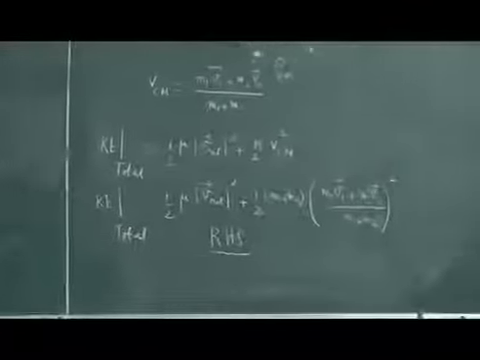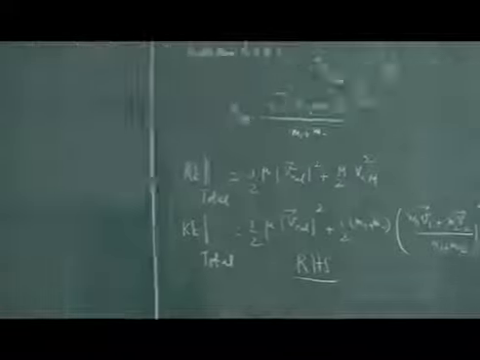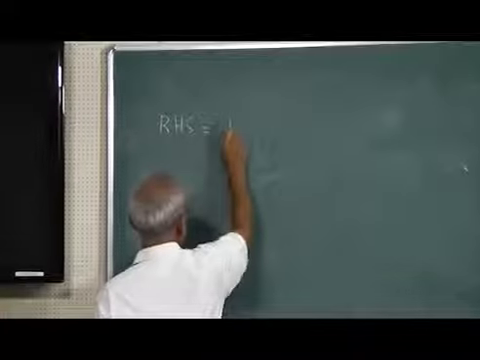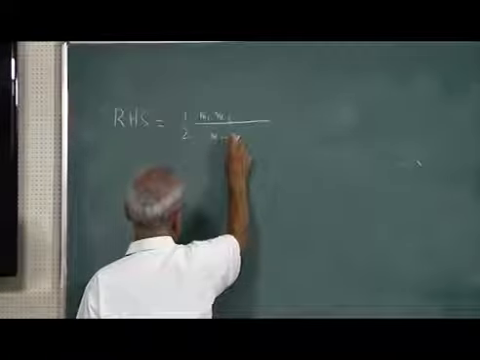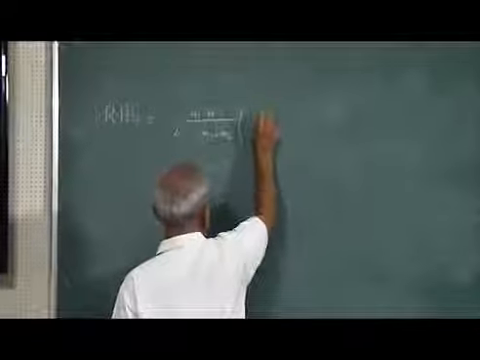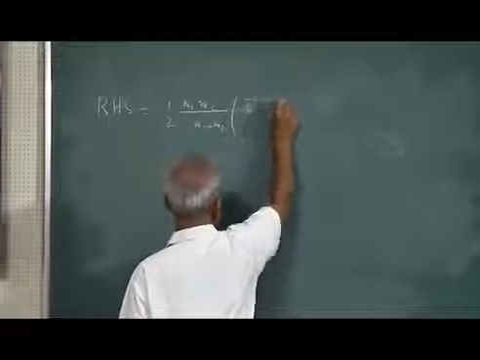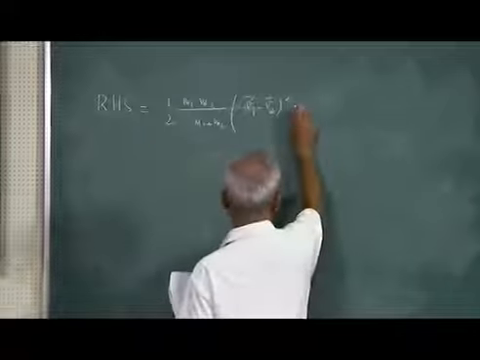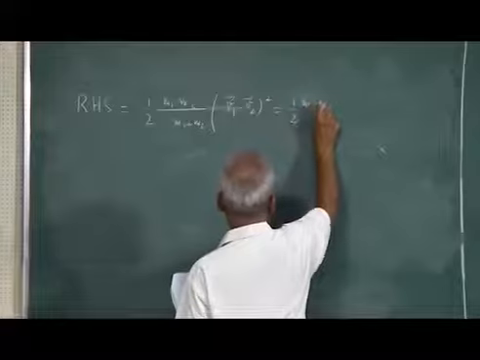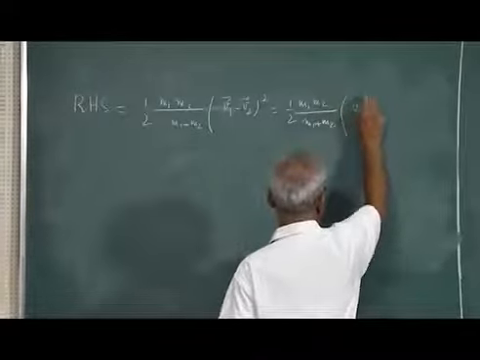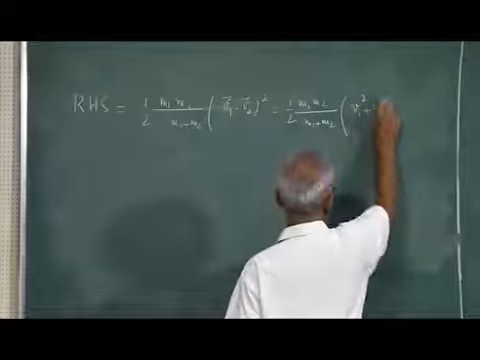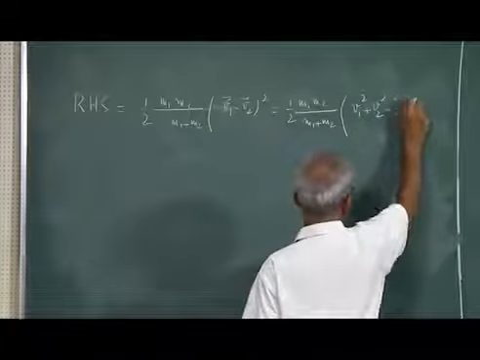Okay. So, I will call this the right hand side, and this is what I am going to calculate here. The right hand side expression is equal to half of the reduced mass, m1 times m2 divided by m1 plus m2, into the relative velocity, v1 minus v2, the whole squared, correct. So, this would be half of m1 m2 divided by m1 plus m2 multiplied by v1 squared plus v2 squared minus 2 v1 dot v2.